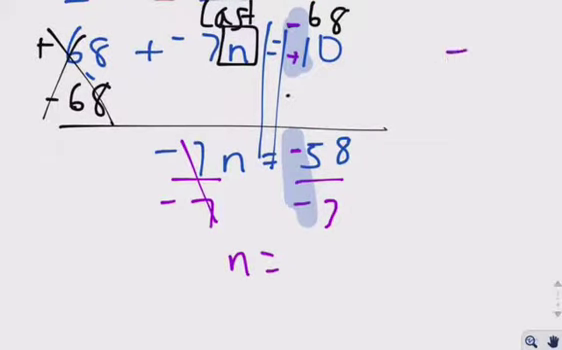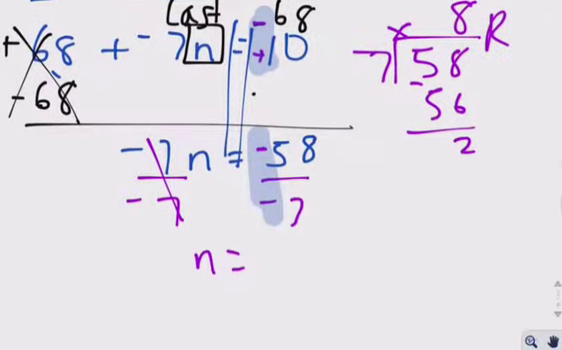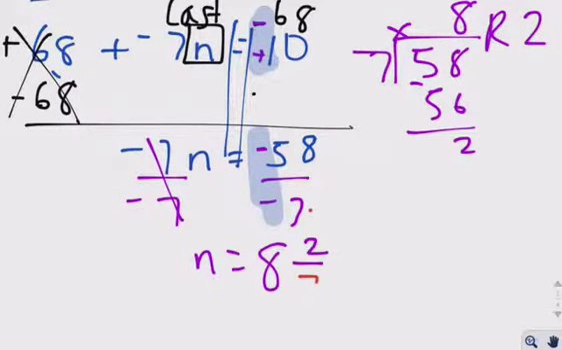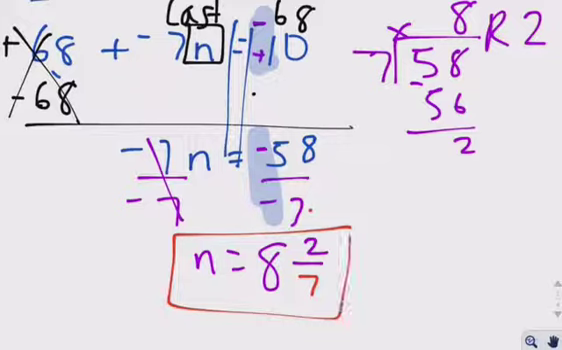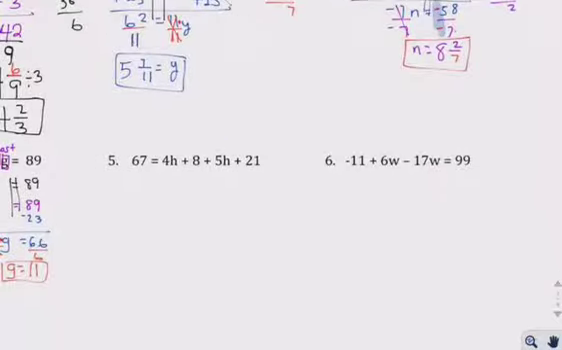Okay, so 58 divided by 7 is 8 times. 8 times 7 is 56. Subtract, we get a remainder 2. Our answer is 8, remainder 2 over the denominator of this 7 there. Positive because a negative and a negative is a positive. Okay, number 4 we did in class.